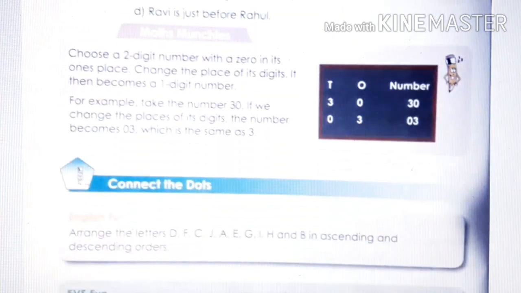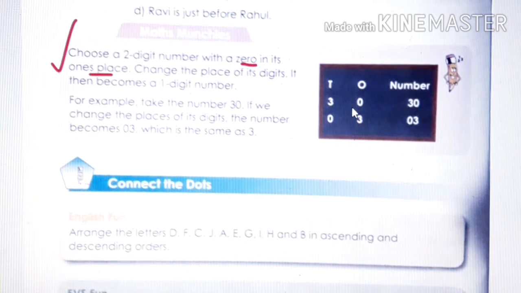Next, let's see. Choose a two-digit number with a 0. Choose any two-digit number, children, but there should be a 0. Whether it is 20, 30, 40, 50, but there should be 0 in ones place. So change the place of its digits. It then becomes a one-digit number.